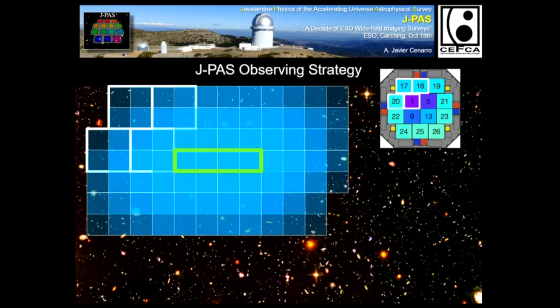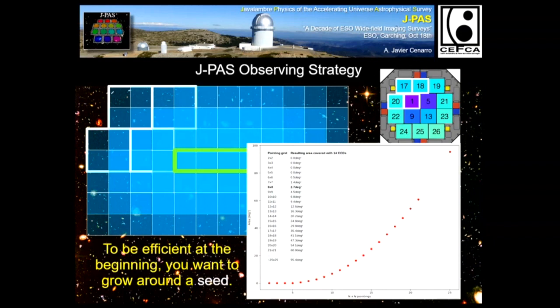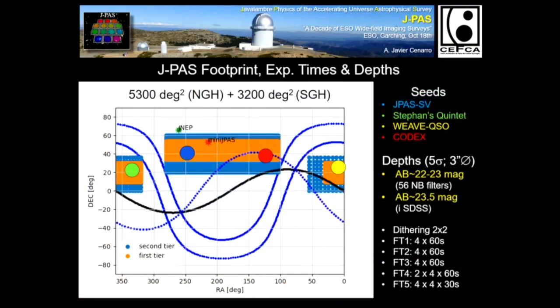So you can imagine that with this configuration and only these few pointings, we won't have JPAS data yet. This is what it means to grow the survey from a seed. This is expressed in the figure: at the beginning of the survey, in the first pointings, you don't get all the information, but as you grow from a seed, you accumulate and finally get the area covered with the 56 filters.